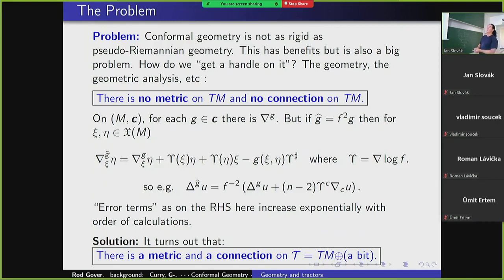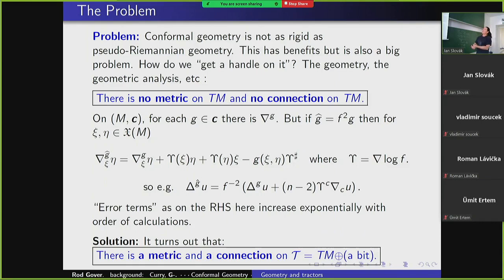So for example, the Laplacian, if you want to do analysis, people want a Laplacian. So how does that change? Well, it changes by this formula, right? If you're acting on a function u, then you get this formula. So in dimension 2, it's not too bad because this drops off and it's covariant, right? But in all other dimensions, you get a mess, and you want to try and fix that somehow. Also, here's the error terms. So this stuff on the right-hand side, that's what I'm calling error terms here. This increases exponentially with the order of calculations.